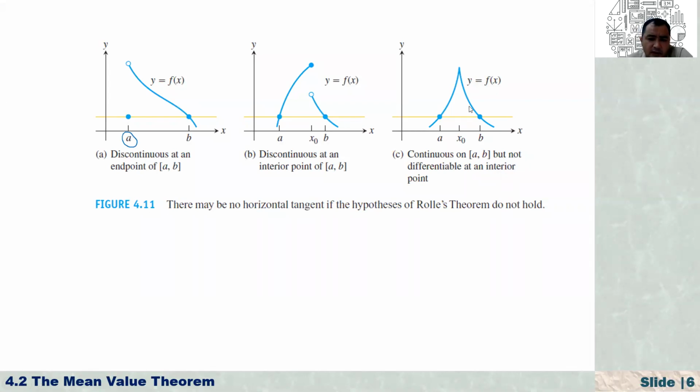How about the second one? At one interior point, the function is not continuous, right? At x sub 0, it is not continuous. But here, f of a is equal to f of b. It's not continuous, which means that it's also not differentiable at this point.